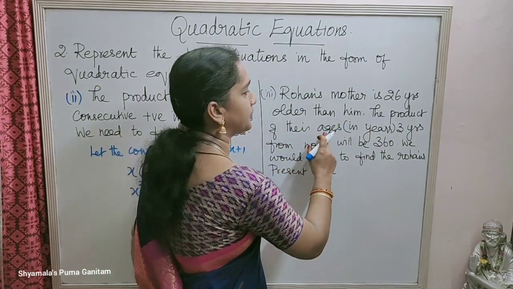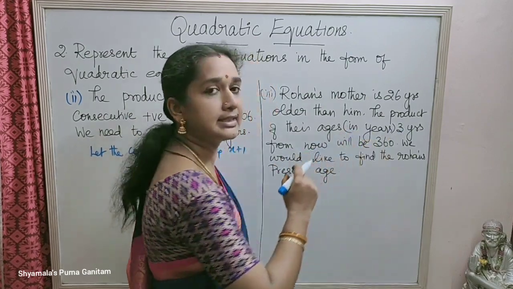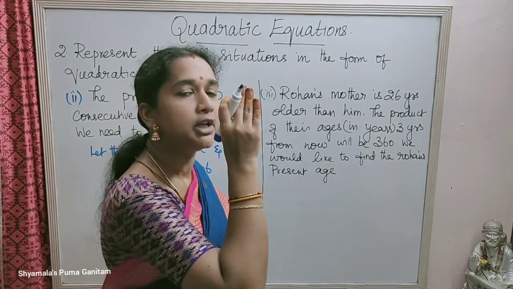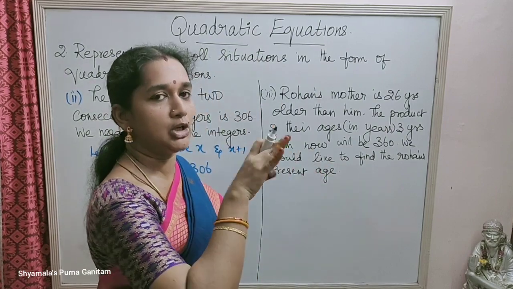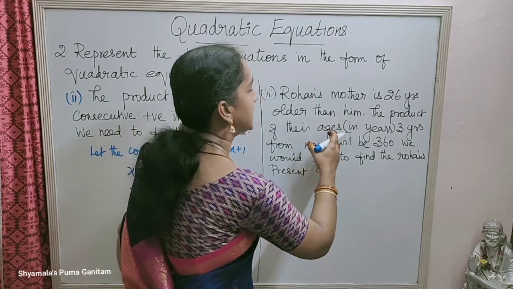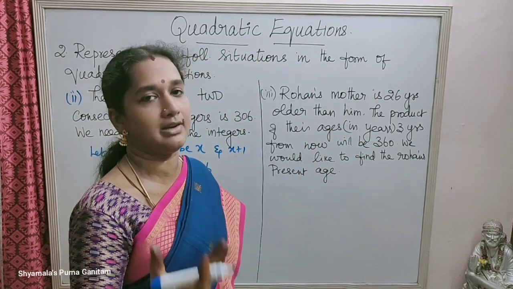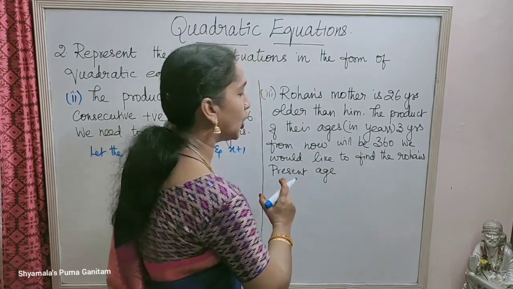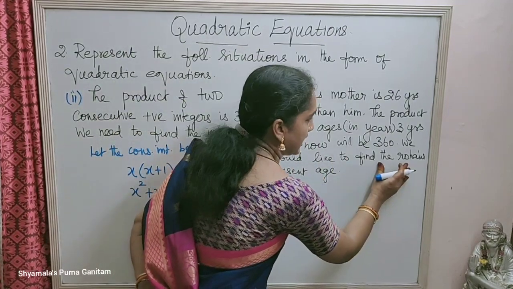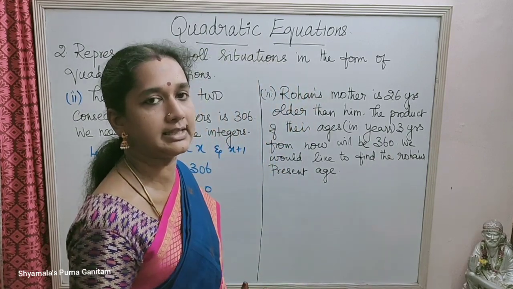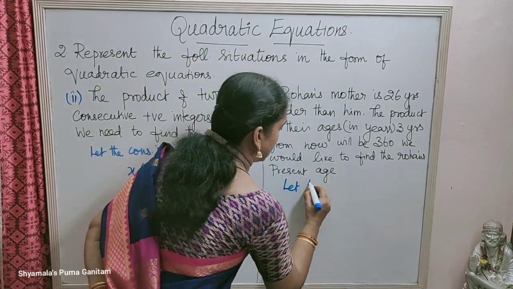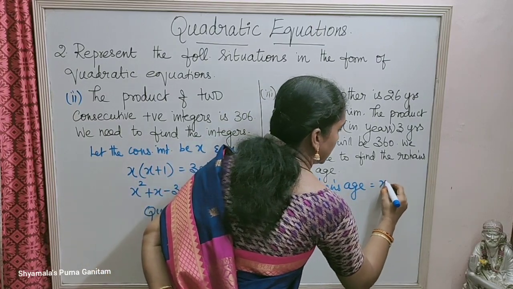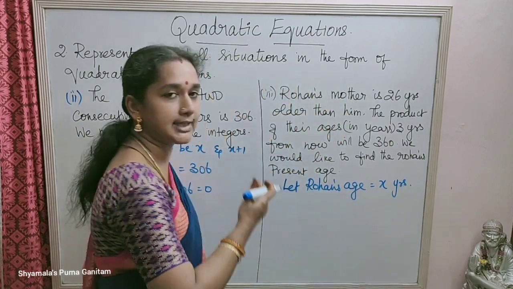Rohan's mother is 26 years older than him. The product of their ages 3 years from now will be 360. That is the product of Rohan's age and Rohan's mother's age, 3 years from now, meaning after 3 years, is 360. We would like to find Rohan's age. Since they are asking Rohan's age, let Rohan's age be x. Let Rohan's age be x years.